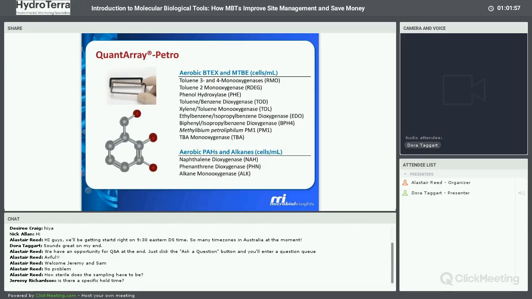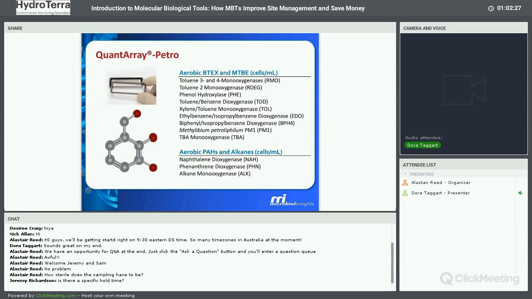Good questions. Okay, so we talked about the Quantaray, and we want to use this. And I love this tool, especially when we're talking about petroleum hydrocarbon sites, because with petroleum sites, we can have a lot of processes going on at the same time and a mixture of contaminants. For instance, we may have aerobic BTEX and MTBE, PAHs and alkanes that are present, and there's a lot of different organisms and functional genes that can be important.